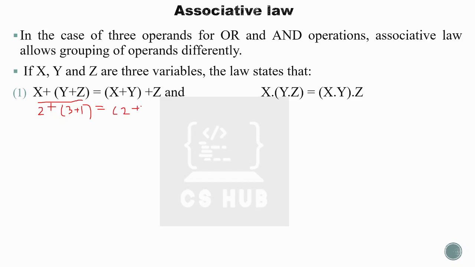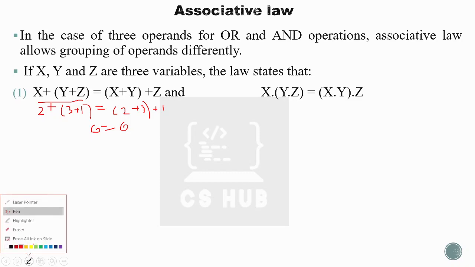2 plus 3 plus 1. Let's check that. 2 plus 3 plus 1. 3 plus 1 is 4, and 4 plus 2 is 6. Here also, 2 plus 3 is 5 and 5 plus 1 is 6. 6 equals 6. So our normal addition is associative.